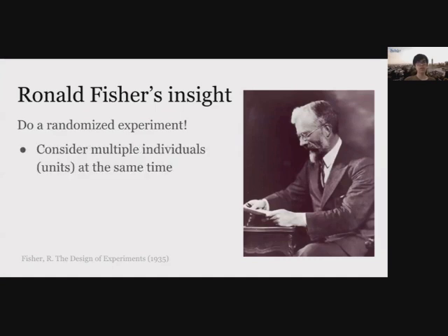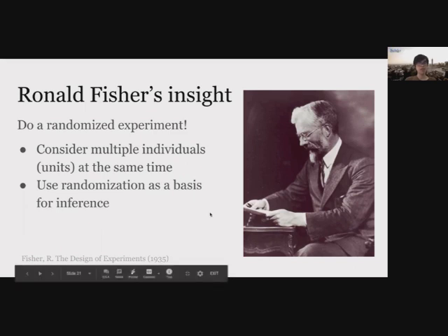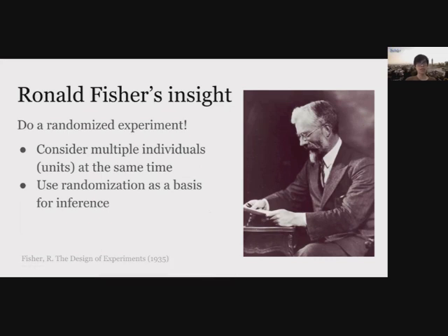This means that instead of just considering one individual, instead of considering just yourself, consider an entire group of individuals. Instead of seeing how aspirin affects your temperature, let's see how it affects everyone's temperature. And then, apart from looking at a whole group of people instead of just one person, we are going to do randomization. And randomization is going to be our basis for inference. This is a little bit subtle, so I'm going to spend a lot more time saying what I mean in the latter part of today's lecture.